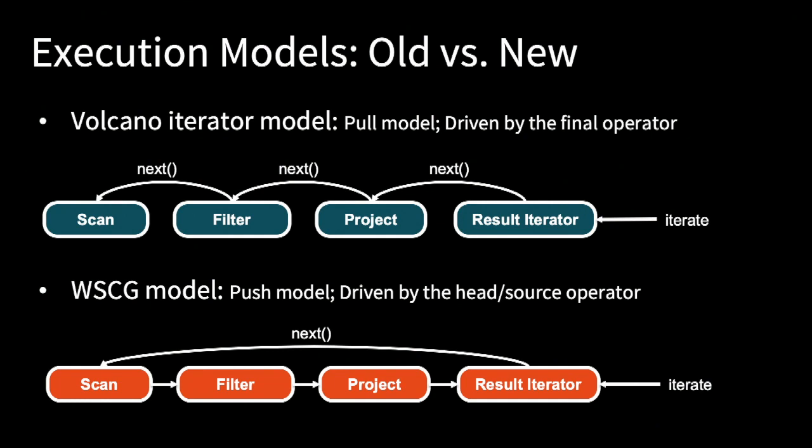Now let's take a quick look at a comparison between the Volcano model and the whole stage code gen model. The Volcano model drives the data processing from the final node, and each node pulls an input stream from its upstream node. So it's pretty much a pull model. The whole stage code gen model, on the other hand, is more of a push model, and the iteration of the results starts right from the source operator, which is the beginning of the pipeline, and each node pushes its output to the downstream node.